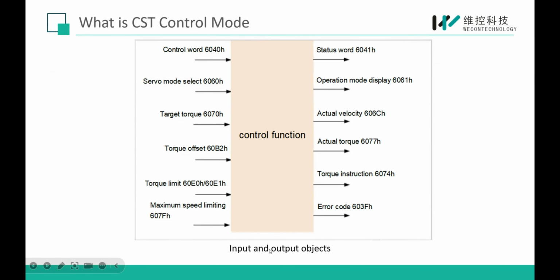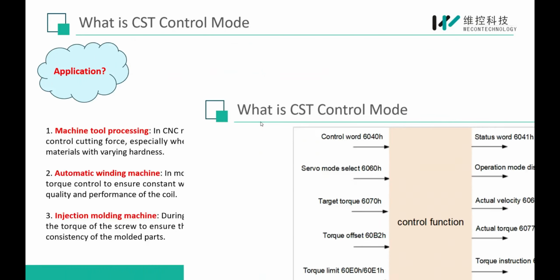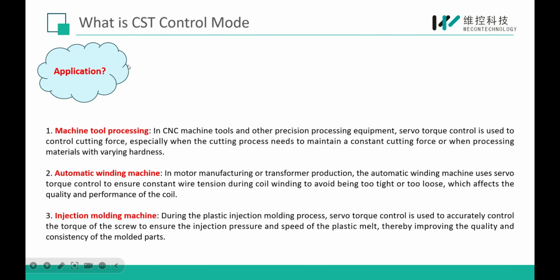Here are some input and output objects. For example, servo control mode, target torque, torque offset, and some speed limit. Here are some applications of CST control mode, usually for CNC and automatic welding machine. This is a very common application. And also it is used in injection molding machine.